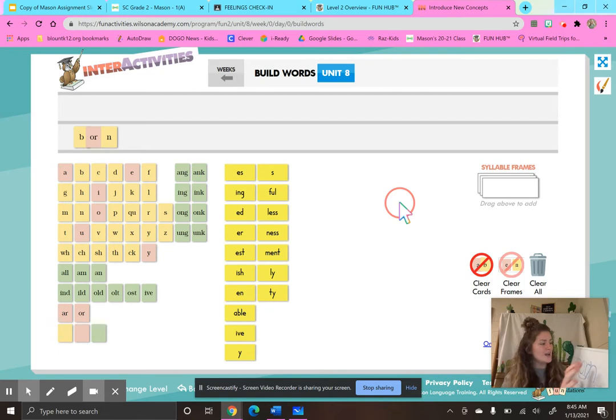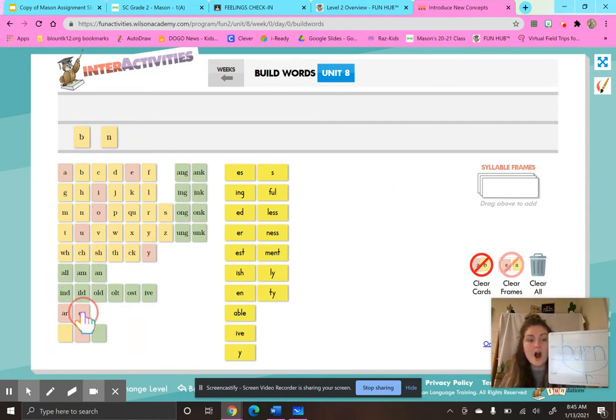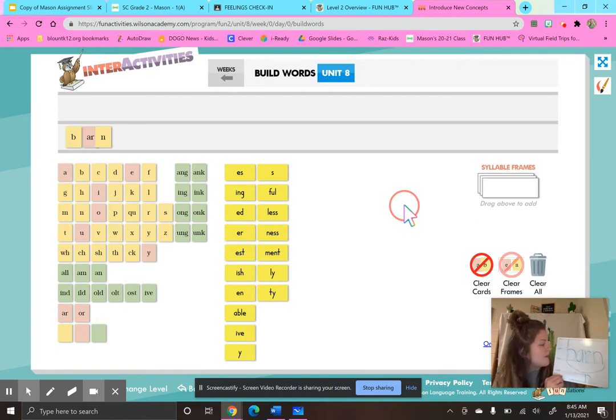On your board, I want you to change the R-controlled vowel. What is the other R-controlled vowel that we've introduced? We've talked about A-R and O-R. So if I change it to A-R, what word did you make, Smarties? B-A-R-N. Barn. That is a real word. That's not a nonsense word, right? So barn, that's a place where animals can live, or we can store things that we're not using at the time. So barn, it's an R-controlled vowel syllable.